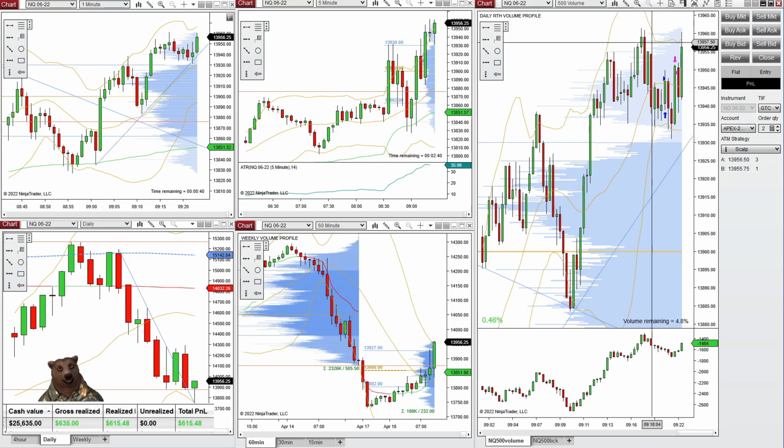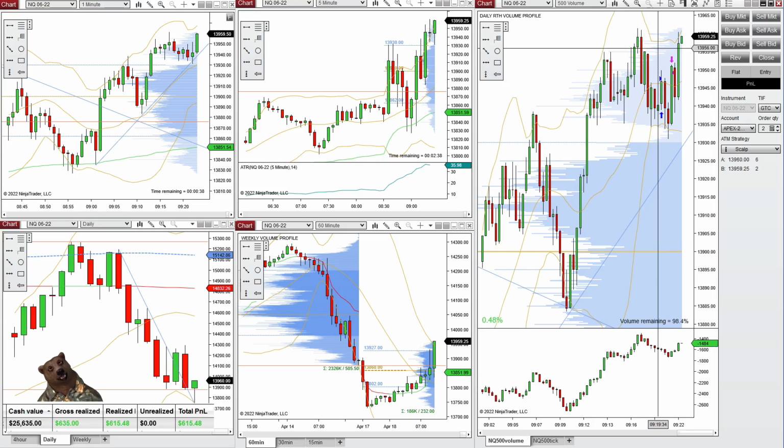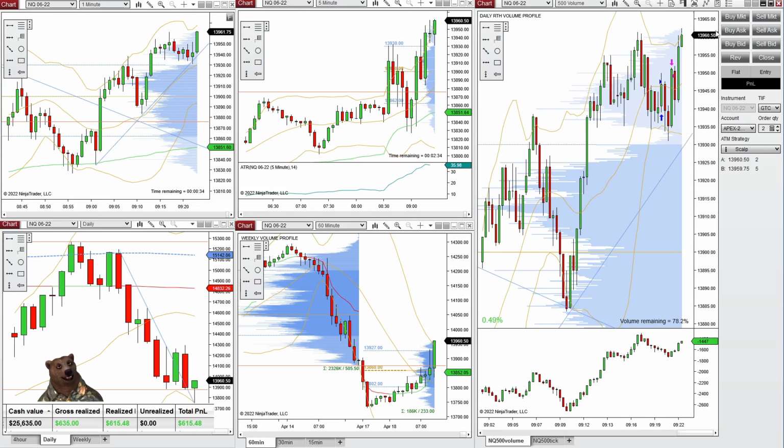Now we're breaking higher. Oh, should have held on to it. Where do we think it's going to go? I think it might come to 67, top of the band here on the 1 minute.